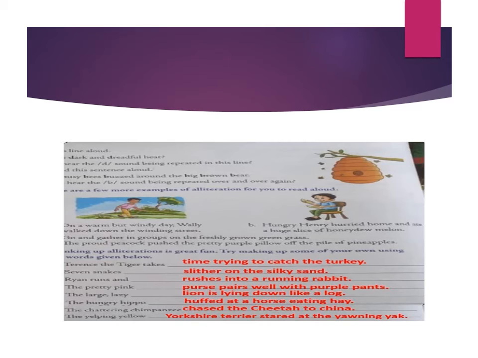You have to complete this. Terence the tiger takes time trying to catch the turkey. T for Terence, tiger, takes, time, trying, then turkey. Terence the tiger takes time trying to catch the turkey. B. Seven snakes slither on the silky sand. S letter. Here you can see the letter S sound being repeated over and over again. Seven snakes slither on the silky sand.